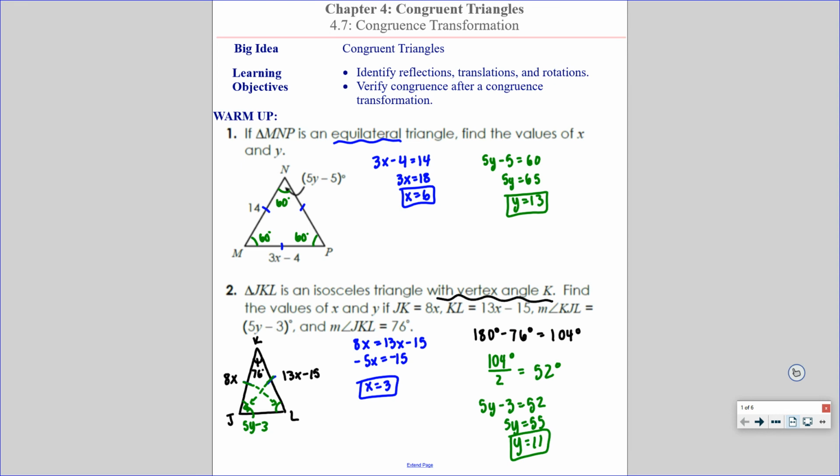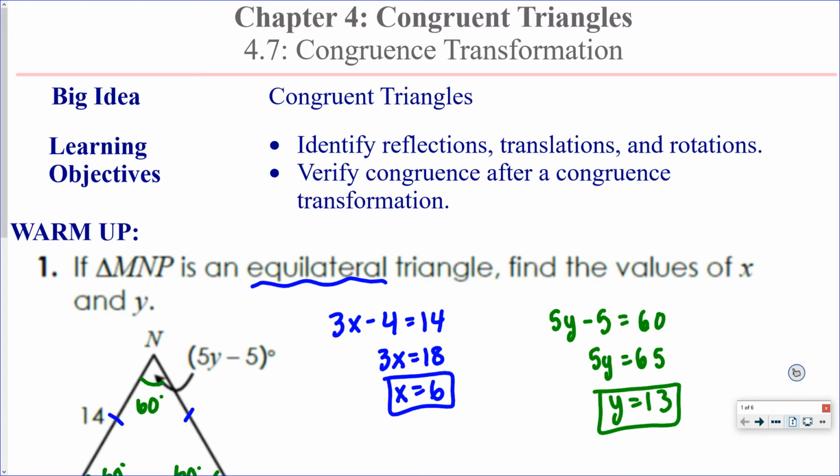The quizzes I gave you back today are over 4.3 and 4.4. Last week we did 4.5 and 4.6, which means tomorrow we have another quiz over 4.5 and 4.6. I have a review sheet. Don't let me forget to pass that out. And there's one problem on the 4.6 bookwork I want to go over at the end of class, because this lesson's pretty short. So today, we're working off the congruent triangles, but we're talking about congruent transformations.